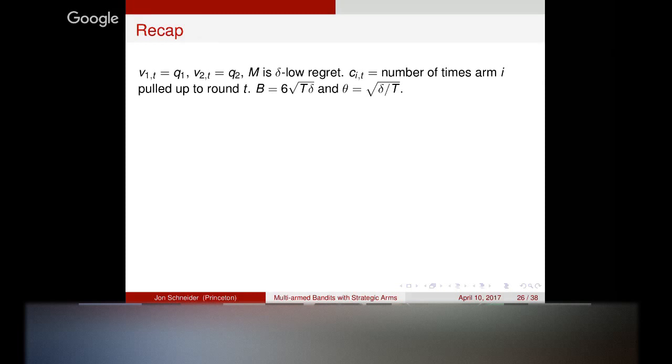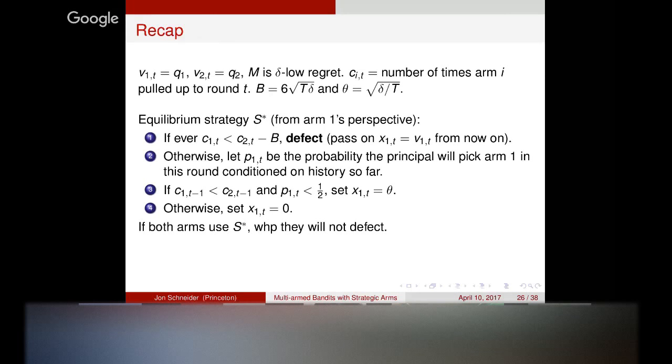All right, so let's recap what we've done so far. This is the equilibrium strategy. Basically, if you've been pulled less and you're less likely to get pulled than the other guy, you should give epsilon. Otherwise, you should give zero. And we've shown that if both arms use this strategy, with high probability they won't trigger this defect condition.